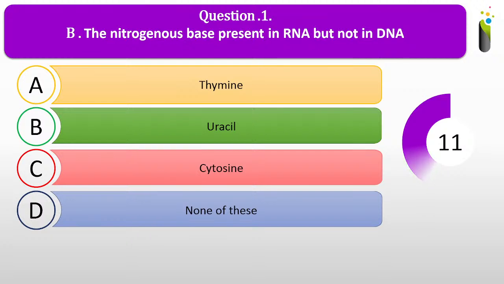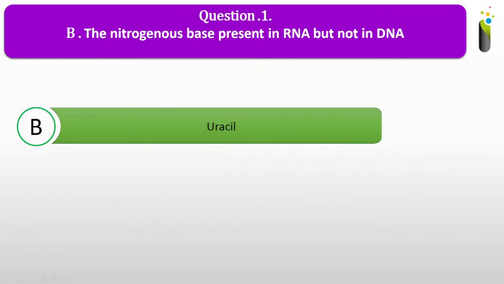Friends, please answer. I'm waiting for your answers. The correct answer for this question is B. Uracil. Please remember RNA consists of uracil but not thymine, and DNA consists of thymine but not uracil. This is a very basic difference between DNA and RNA. I repeat, RNA consists of uracil but not thymine, and DNA consists of thymine but not uracil.